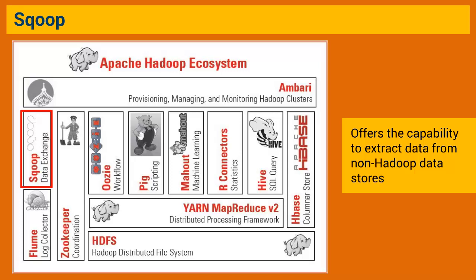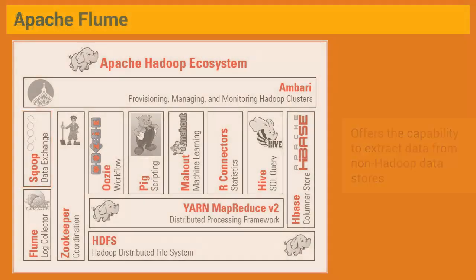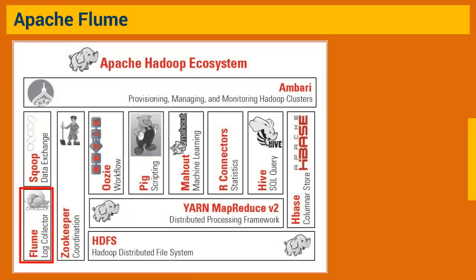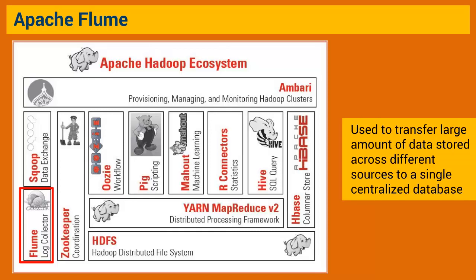Scoop, SQL to Hadoop, is a tool that offers the capability to extract data from non-Hadoop data stores like MySQL, transform the data into a form usable by HDFS, and then load the data into HDFS. Apache Flume is a distributed system that is used to transfer large amounts of data stored across different sources to a single centralized database. Flume is a reliable system and able to efficiently collect, assemble, and move data.